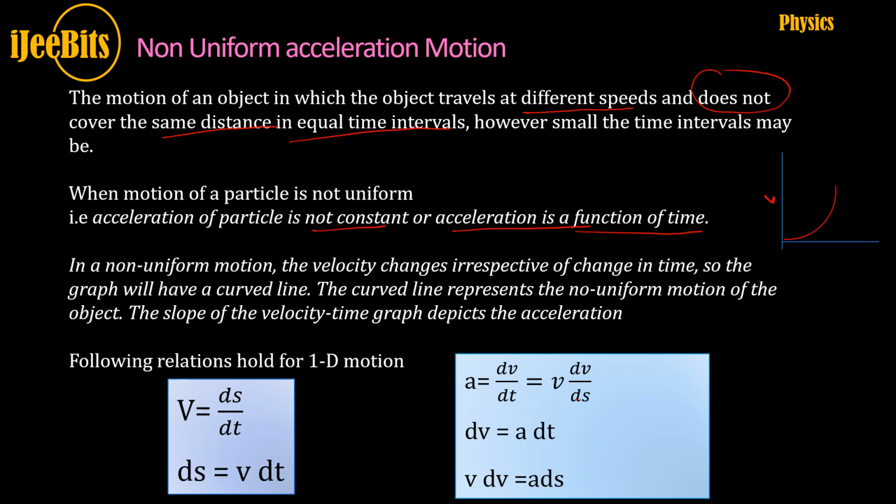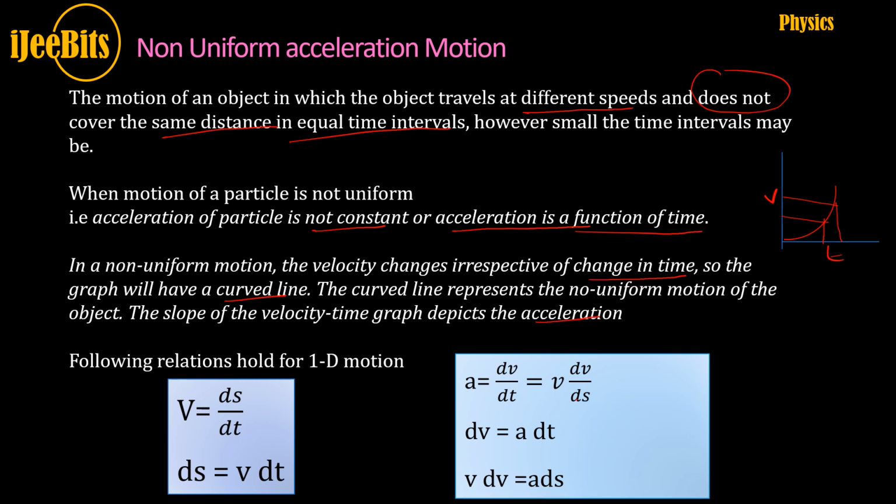If you look at this graph v-t, we see a curve. So in non-uniform motion, the velocity changes with change in time. So the graph will have a curved line, right? Whenever you look at a curved representation, that is the non-uniform motion of an object. So the slope of the velocity-time graph depicts the acceleration, dv by dt. That's the slope, right? Change in velocity by change in time gives the slope. This slope is nothing but your acceleration.